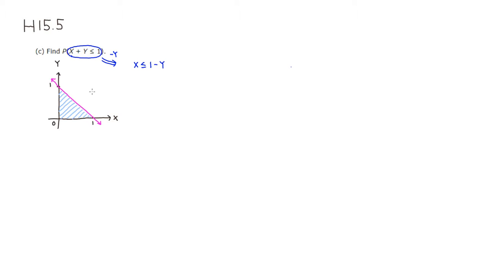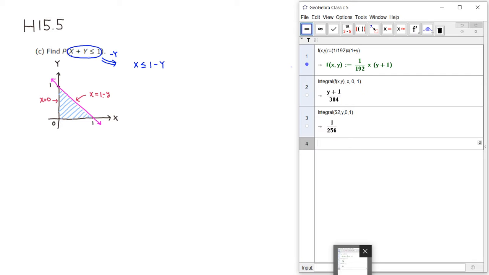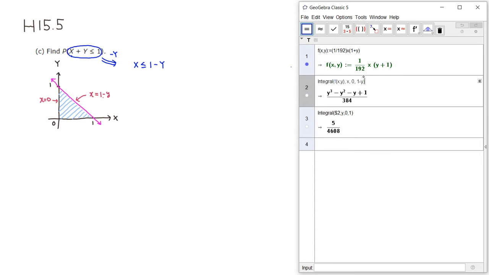If you want to set up an integral, this equation is x equals 1 minus y, and this equation is x equals 0. So we want to integrate from x equals 0 to x equals 1 minus y. Let's bring that up. The integral goes from 0 to 1 minus y, then hit enter. Then y goes from 0 to 1, so it's actually already there. That's going to be the probability.